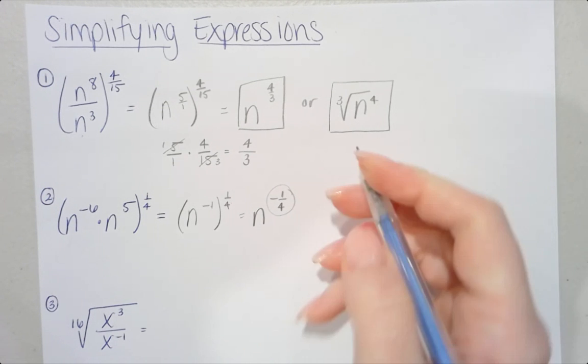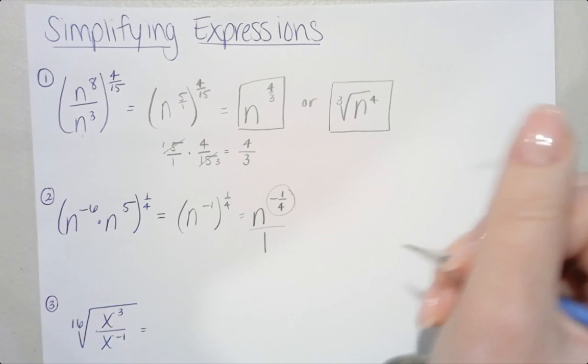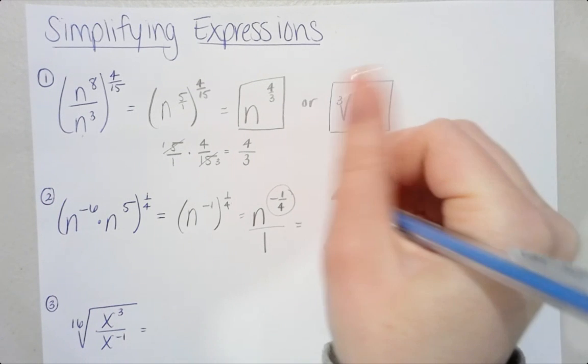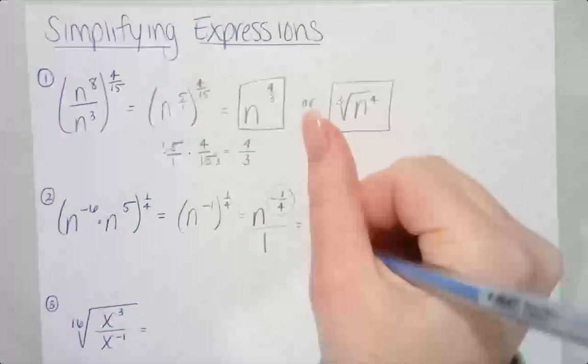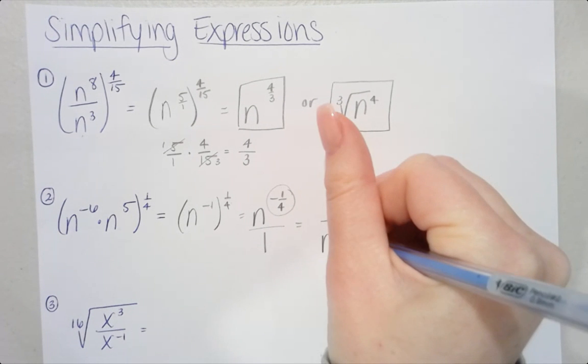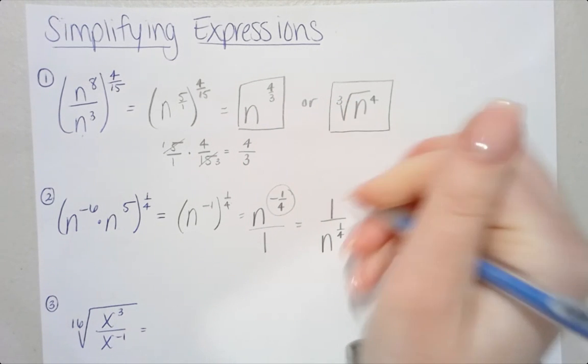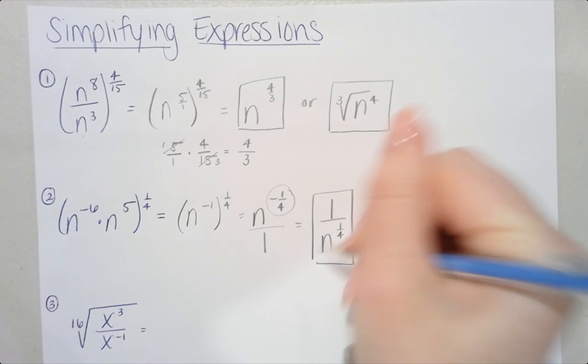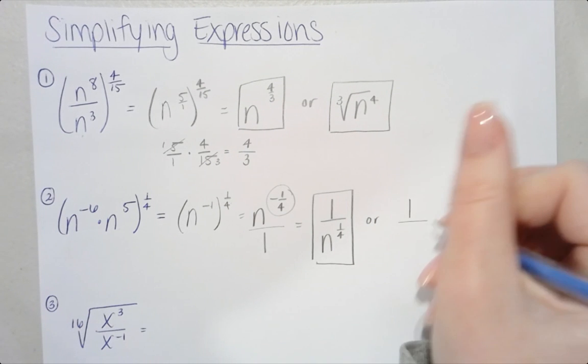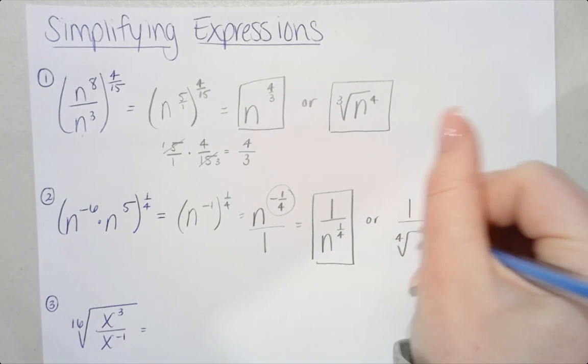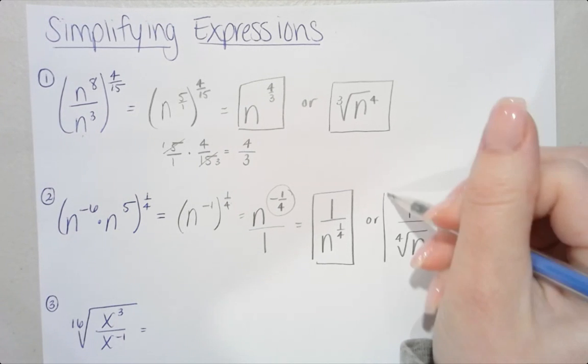Now this is not an acceptable final answer because remember, negative exponents are a way of telling you that this base is unhappy where he is. So remember, everything can be put over 1 to be turned into a fraction. So we should change this into 1 over n to the 1/4. Or again, if you are working in Delta Math like my students, you might be looking for an answer choice that looks like 1 over the 4th root of n.